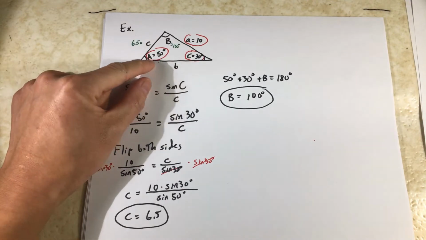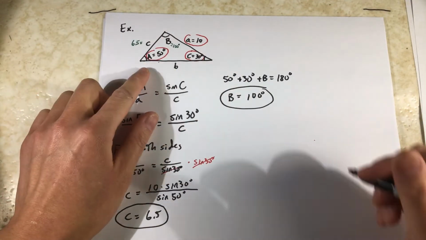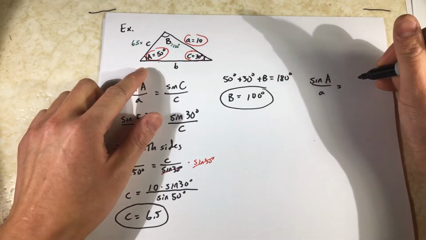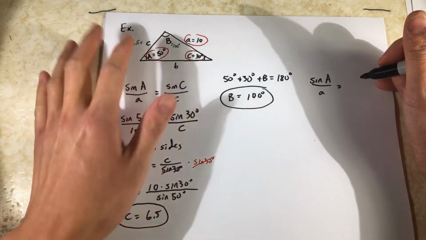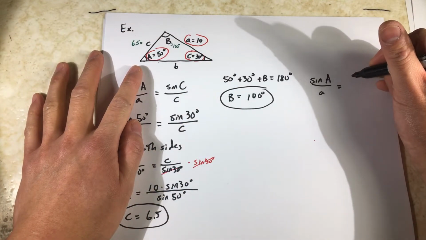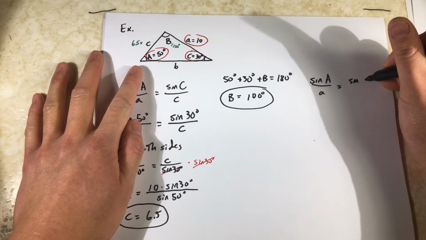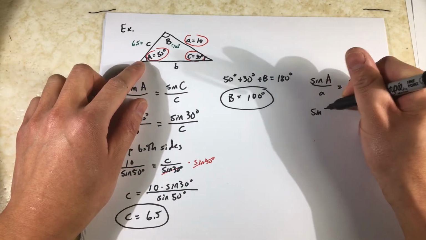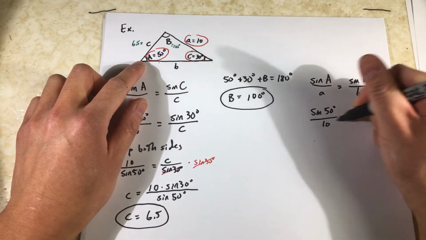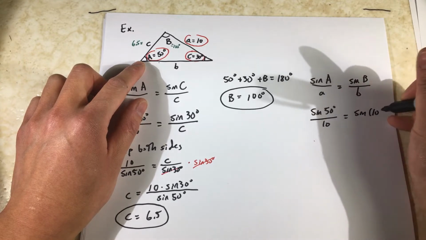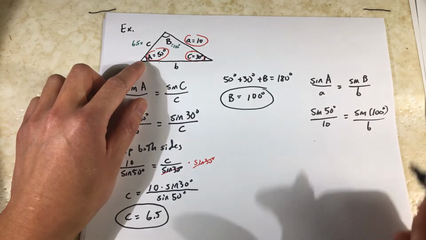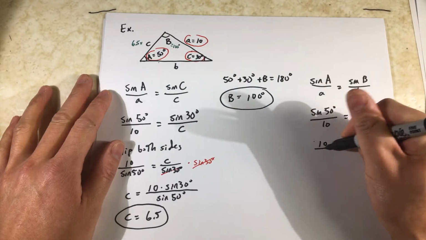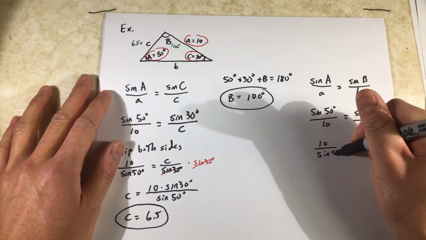I'm going to do sine A over A and sine B over B. Since I know C, I could also have done sine C over C if I wanted to. At this point, near the end, you'll have some options on how you want to do this. So I'm going to get sine of 50 over 10 equals sine of 100 over b. And I'm going to flip both sides. These are equal to each other, so when I flip them, they should still be equal to each other.